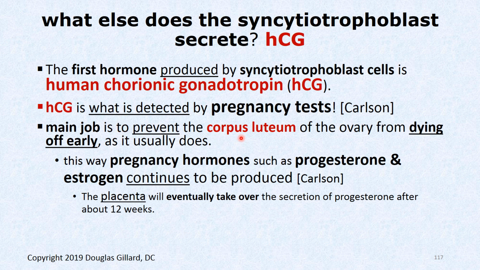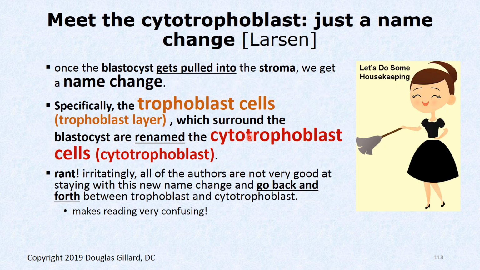It finds the corpus luteum in the ovary, which is secreting progesterone and estrogen. Normally, that corpus luteum doesn't stay alive very long. But if the syncytiotrophoblast secretes HCG, it reaches the corpus luteum and gives it supernatural power, and it doesn't die off. It stays alive for a long time and helps support the pregnancy. Okay, so eventually the placenta is going to secrete progesterone and estrogen about 12 weeks away from that. So it stops the corpus luteum from dying and makes it superhuman. So HCG is the pregnancy test, and it keeps the corpus luteum alive longer than it's supposed to be.